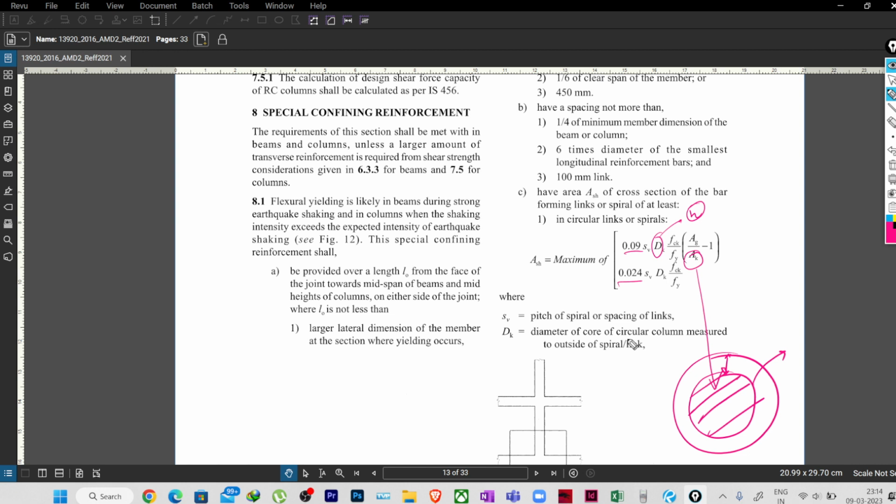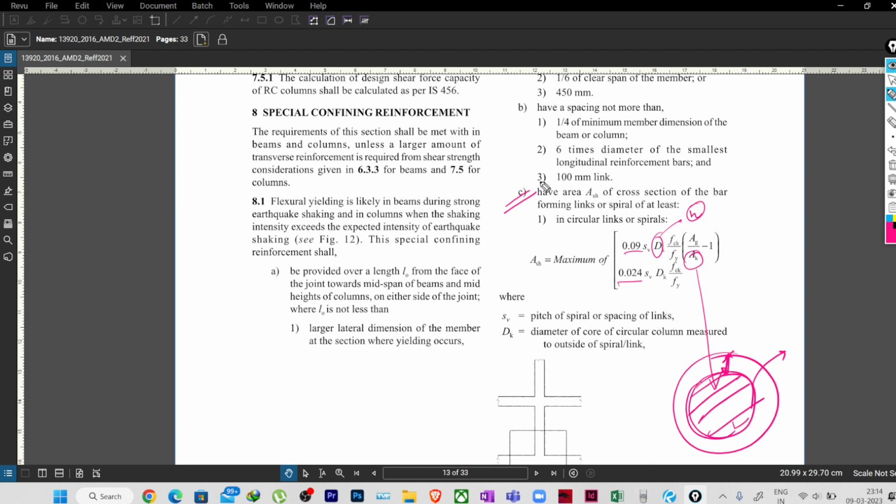DK is the diameter of the core of the circular column measured to the outside of the spiral link. So this is the diameter of the core. Easily you can find it by reducing this particular area. Okay, so you can do this by yourself. This is your task, to find out by yourself by taking any example.